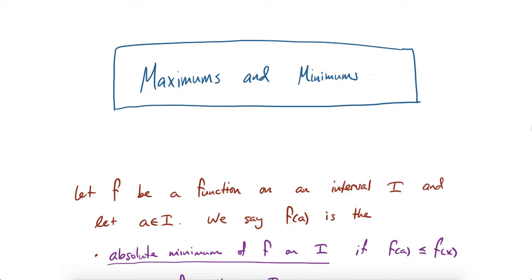In this video, we're going to talk about maximums and minimums. So there are two types, so-called absolute maximums and minimums and local maximums and minimums. So let's just dive right in.